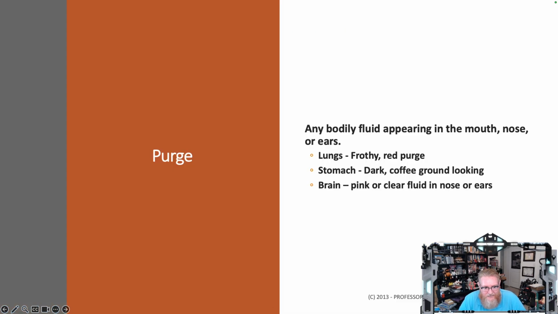Purge. Any bodily fluid appearing in the mouth, nose, or ears. If it is coming from the lungs, it will typically be frothy and red. If it is coming from the stomach, it will look like coffee grounds. And if it is coming from the brain, it will appear to be clear or pinkish fluid coming out of the nose or ears or other areas of trauma.